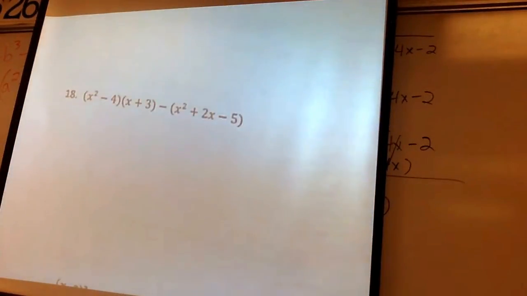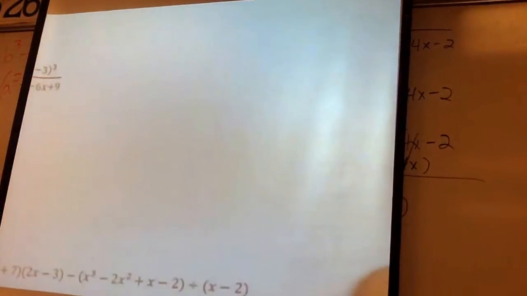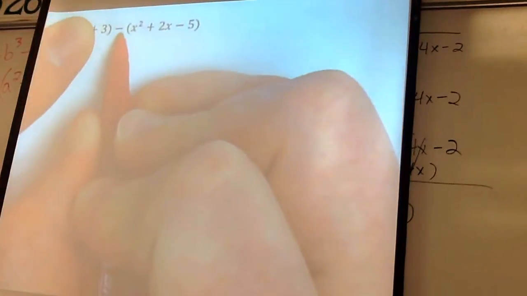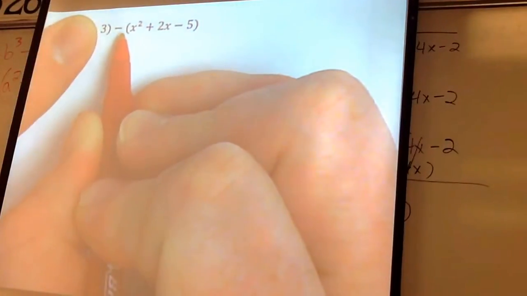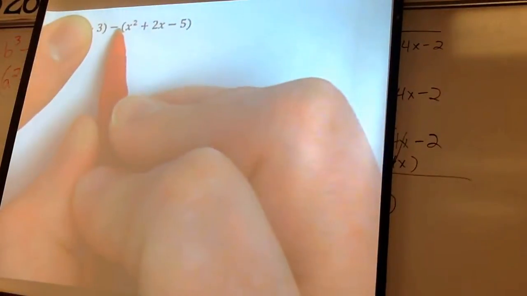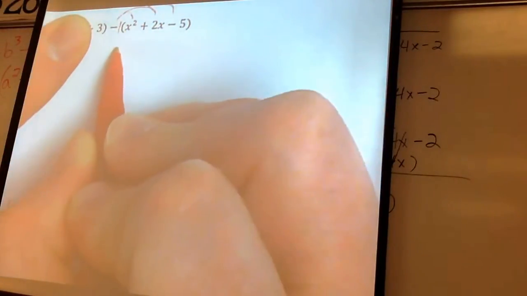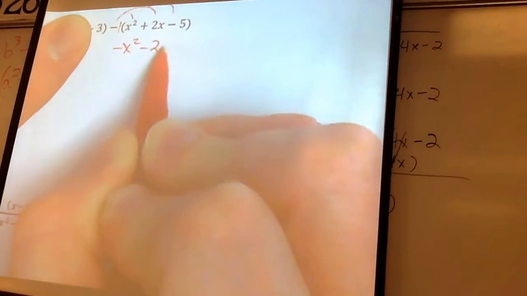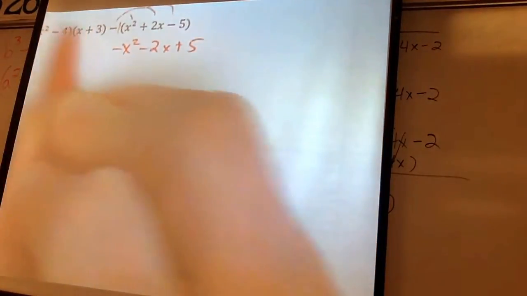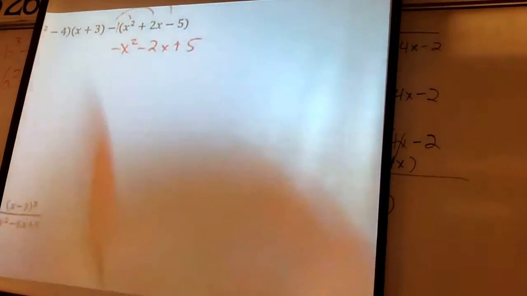If you're multiplying them, that's when you use the box. Adding and subtracting. Remember, if you're subtracting, remember what to do? You have to distribute the negative 1. It's like multiplying everything by negative 1. So that would be minus x squared minus 2x plus 5, combined with whatever you got after you multiplied those.